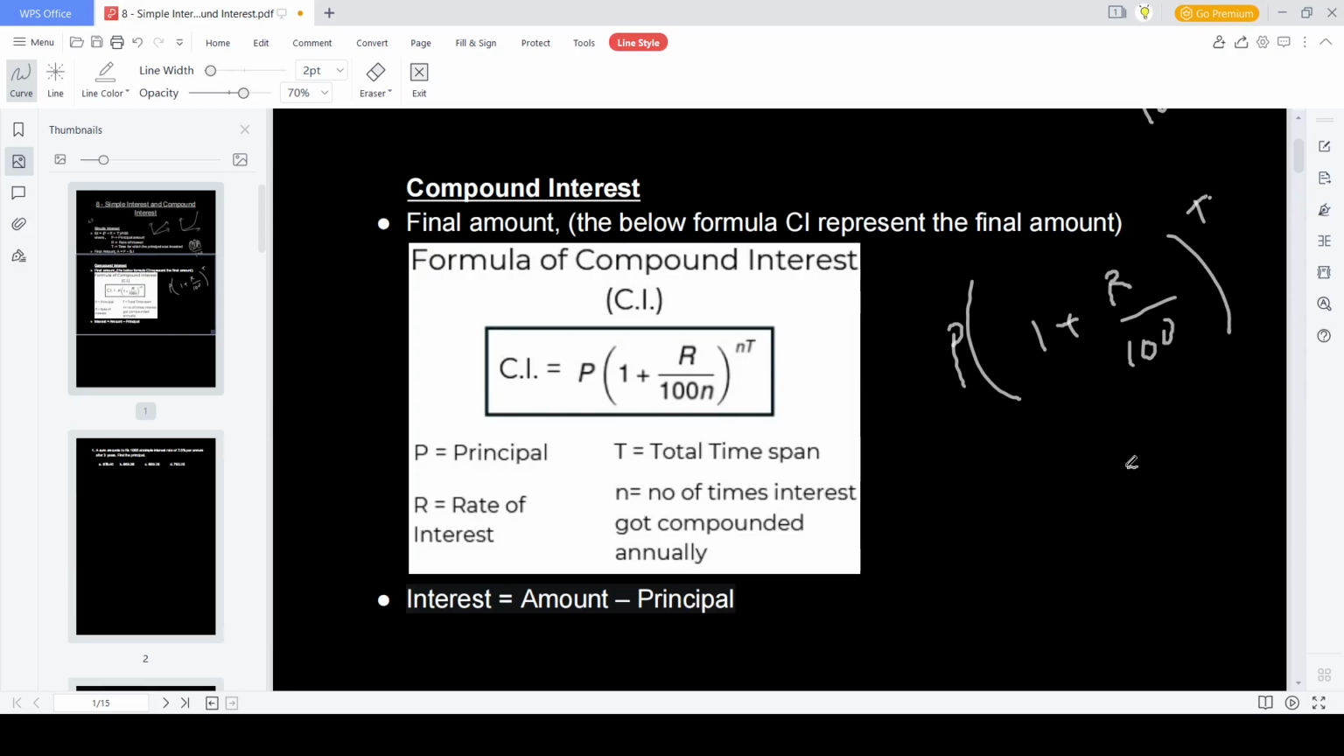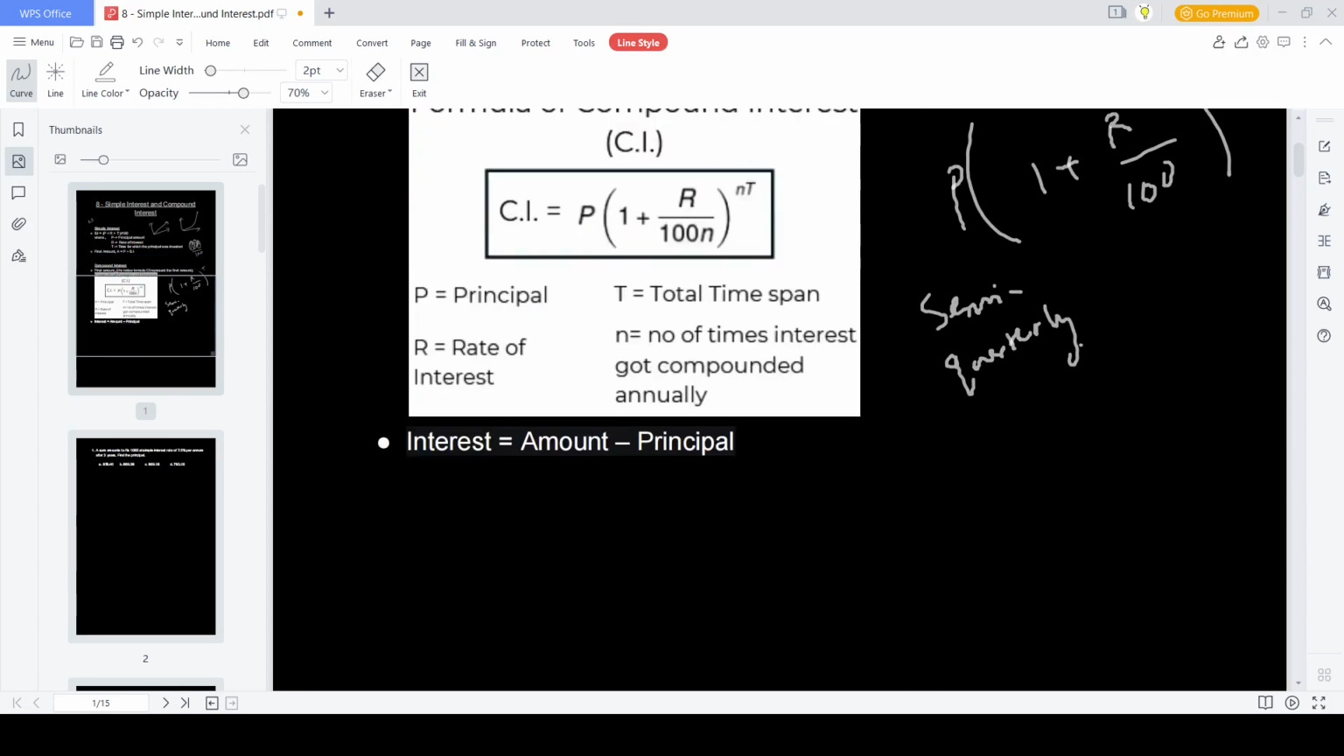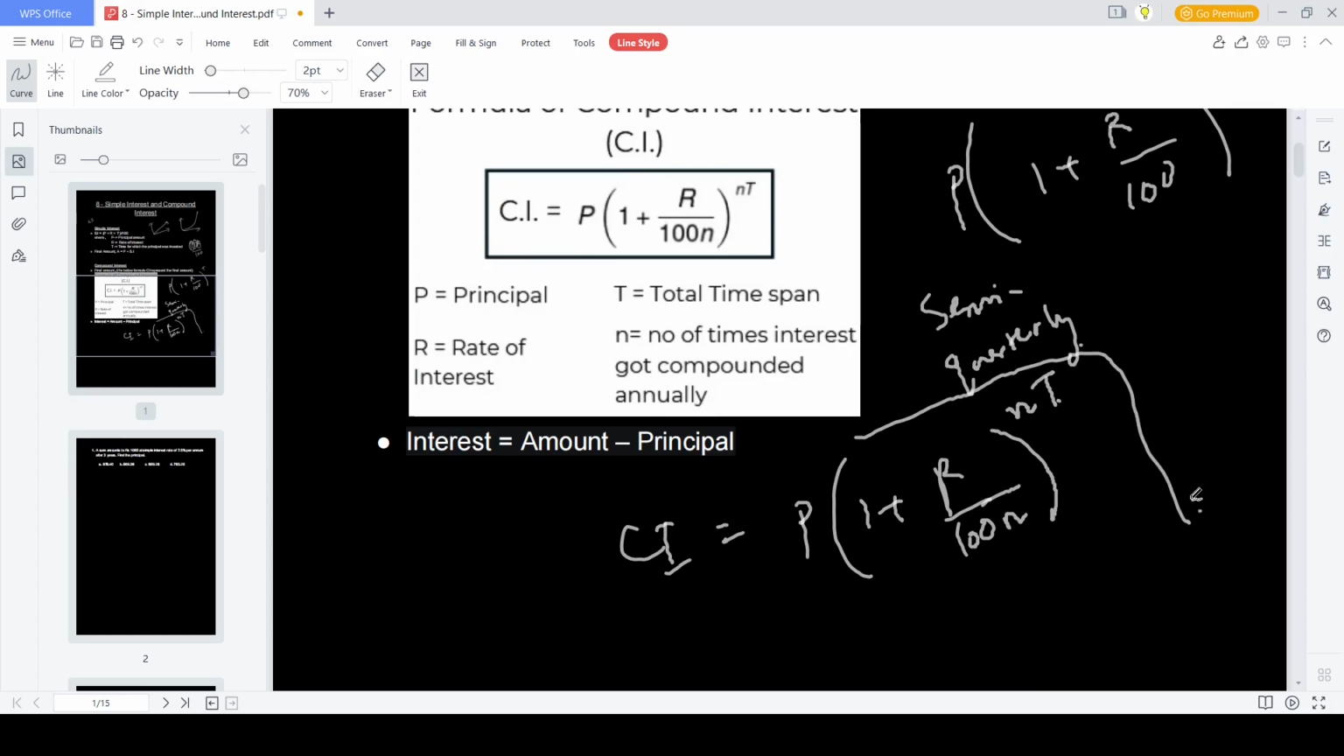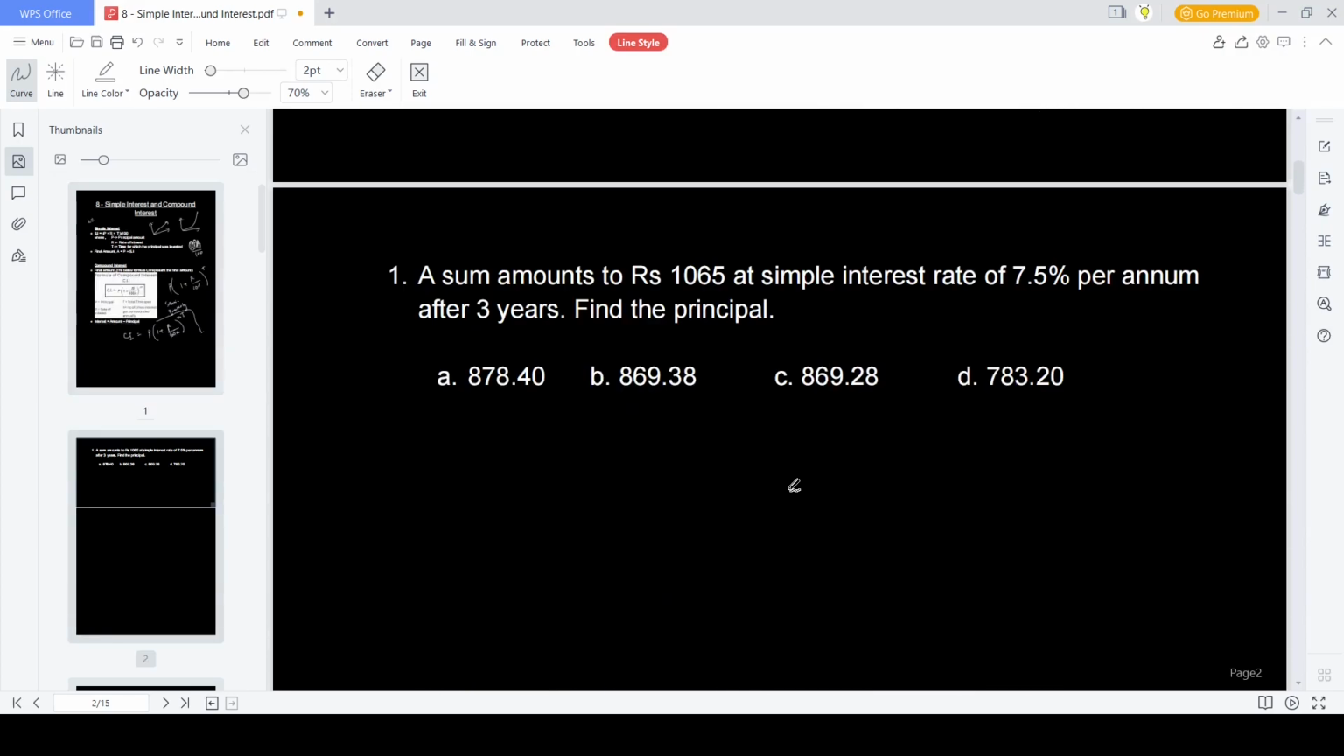But sometimes they say that it is compounded semi-annually or compounded quarterly. In that case we have a different formula, where the whole amount becomes P into (1 plus R by 100 into number of divisions of a year) to the power number of divisions in a year into number of years. So this becomes the new formula. We'll use this formula in the questions. So let's start with the questions.